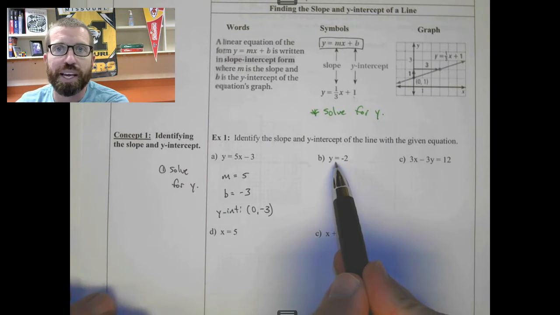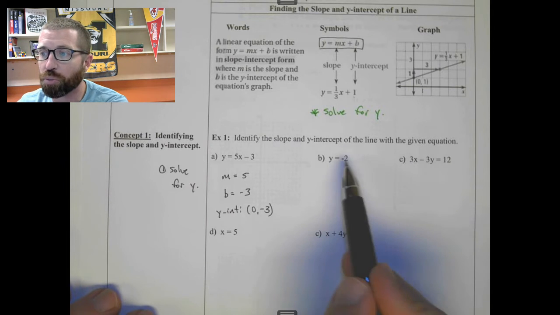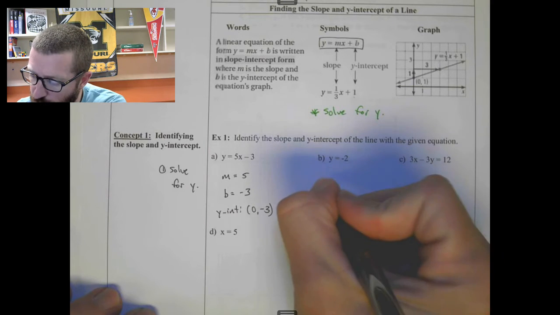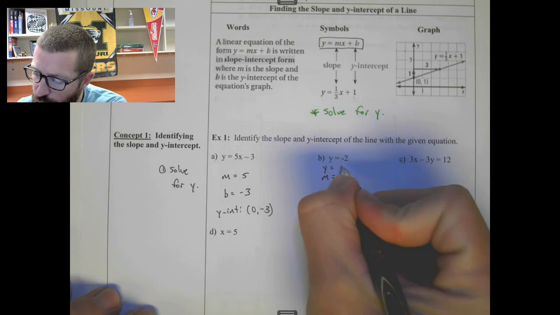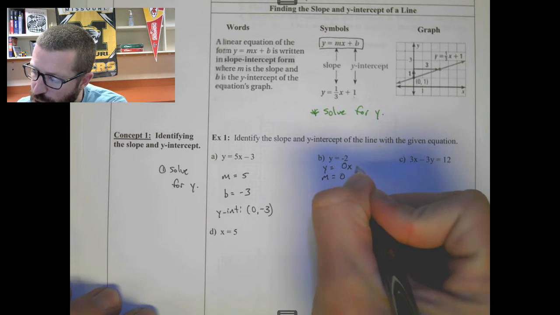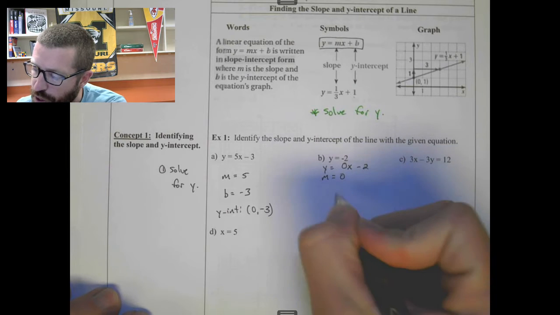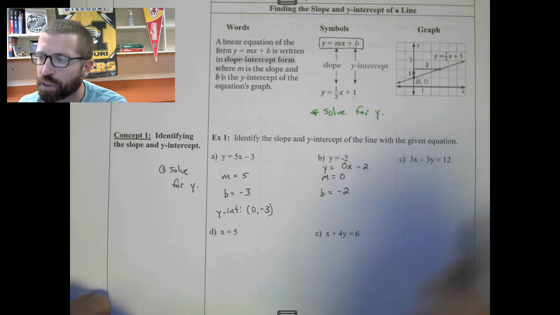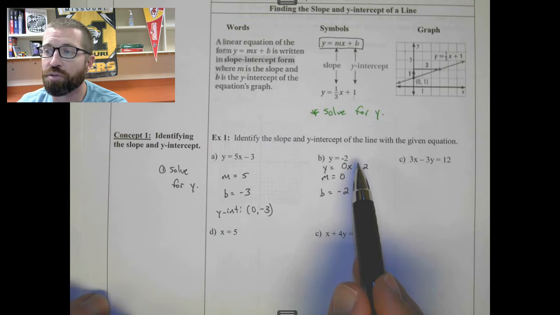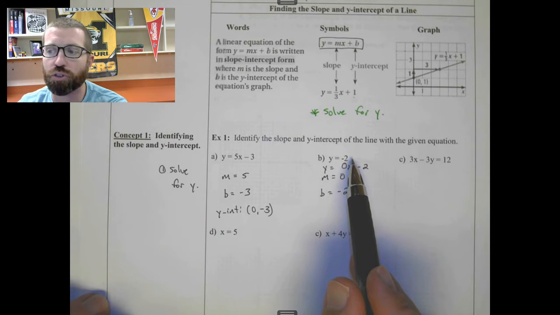This one's kind of tricky, y equals -2. So what is the slope? Well, there's no x there, so that means the slope is 0. Because this would be y is equal to 0x minus 2. And then the y-intercept is -2. You can also think of this as a horizontal line where y is always -2.